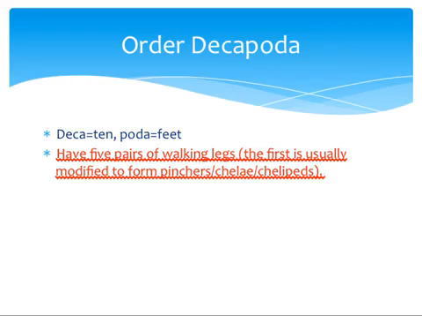Now, this is important to note that in decapods, one of the walking legs has been modified into pinchers. When we talked about chelicerates last time, and particularly scorpions, one of their pedipalps was modified into pinchers. It wasn't one of their walking legs. So that's a difference here between subphylum Chelicerata and subphylum Crustacea. In subphylum Chelicerata, if they have pinchers, it was one of the pedipalps that was modified. But here in order Decapoda, one of the walking legs has been modified to form pinchers.